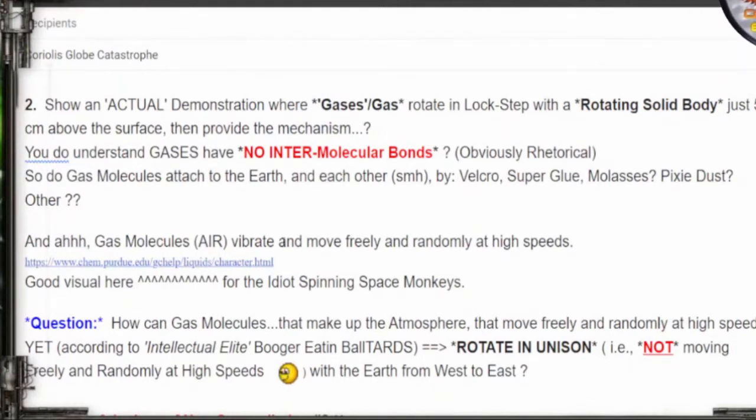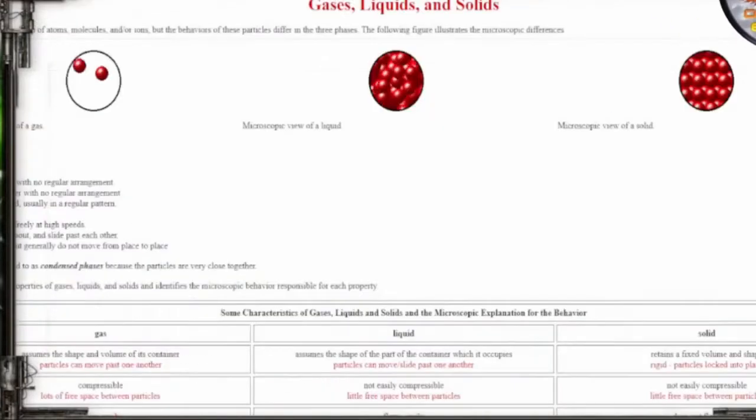And gas molecules, air, vibrate and move freely and randomly at high speeds. Here's a good visual here for the idiot spinning space monkeys, the Globe Heretics. You see this over here? It makes a comparison between the behavior of solids, liquids, and gases from the chemistry department at Purdue University. One of your high priests there. See, your Globe Heretics, you don't follow your own globe religion. I know it like the back of my hand. You see this right here? You see what's happening to these gas molecules? They're moving randomly at high speeds in all directions. Duh.